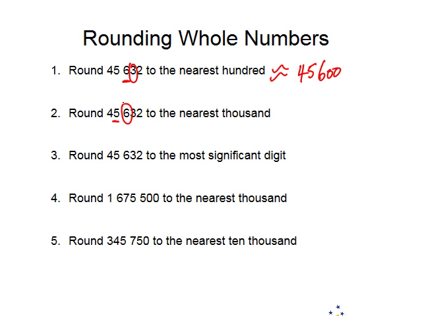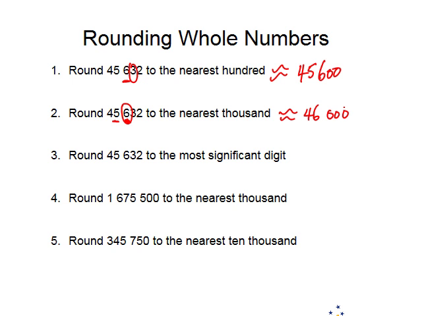Now, you can probably tell that it's closer to 46,000, but by looking at the next place value to the right, if that digit is 5 or more, then that means that the digit back in the place being considered will go up to the next value. So this will go to 46,000 when it's rounded to the nearest thousands.